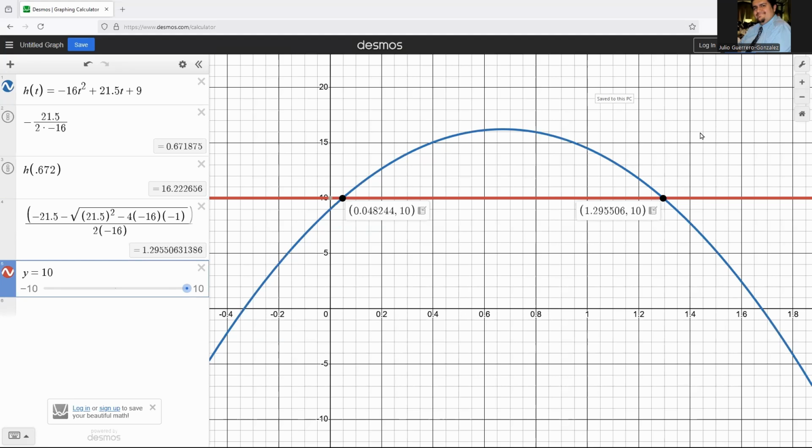Like I said, I want you all to, whenever possible, compute the answer out. Always, always, always double check using Desmos. Okay, and this is excellent because look at the x values, right? We got our 0.048244, and then we got our 1.2955, right? Which were the two answers we were supposed to get. Yay! Okay, all right, moving right along now.